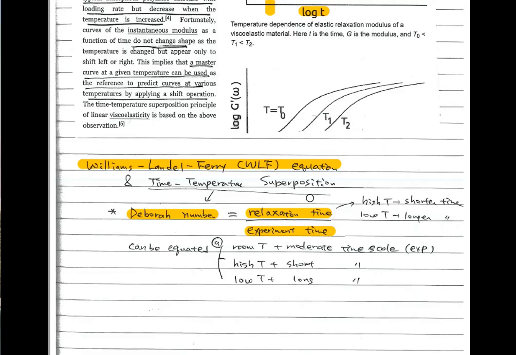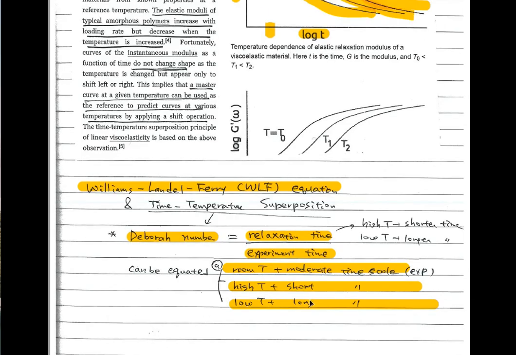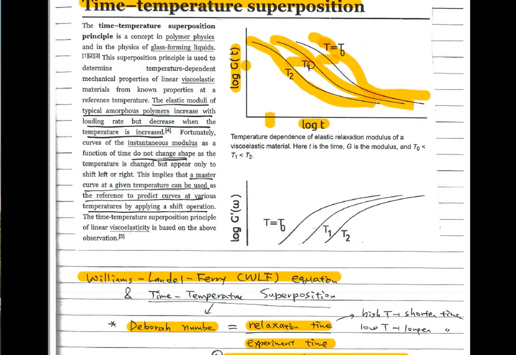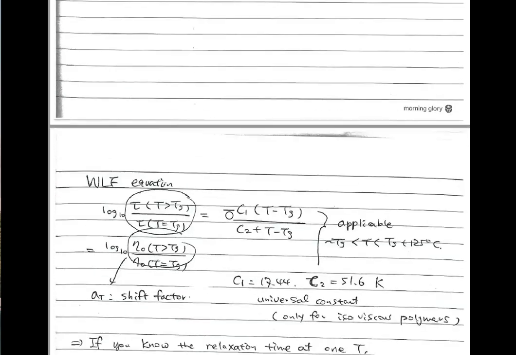Based on this Deborah number or time temperature superposition, you can understand that high temperature short time scale, or low temperature long time scale, or room temperature moderate time scale, all of these will give us the same result. They are compensated with each other. So let's try to find this shift factor, how much shift we can get as a function of temperature, using this WLF theory. All right, let's begin.